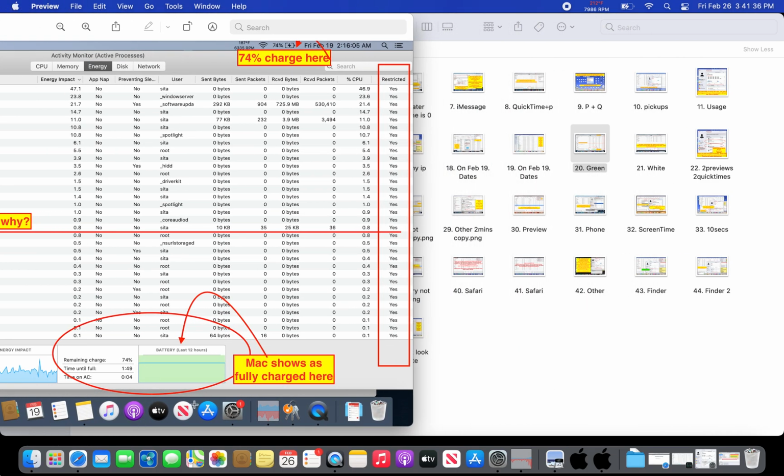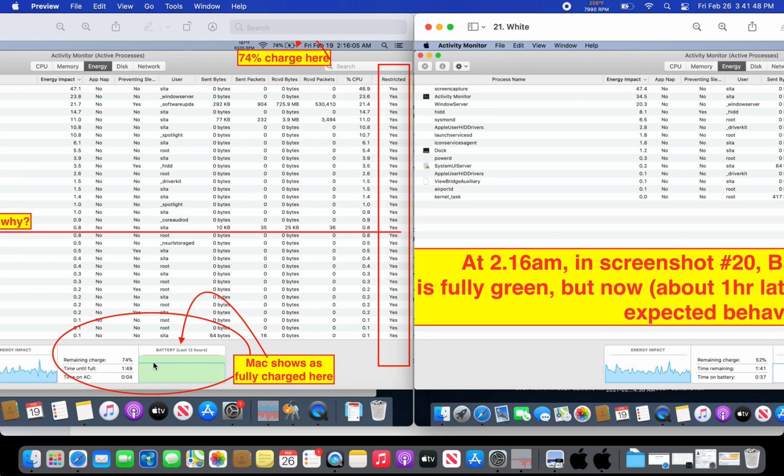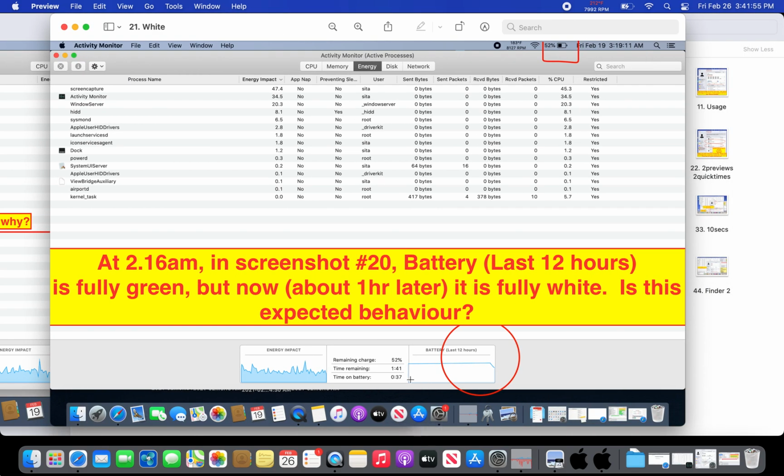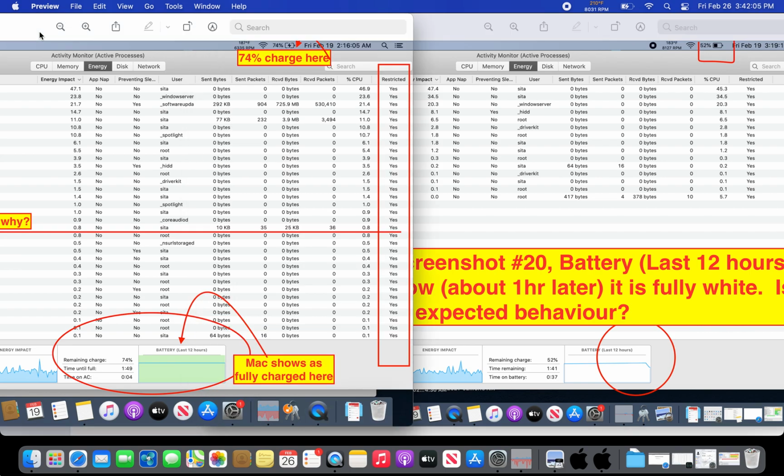Battery lasts 12 hours at 2:16 a.m. That's the same day. That's when I took it out of the box from sending it to you guys. Battery lasts 12 hours. Fully green means fully charged. That's at 2 o'clock. Nearly 1 hour later, it's fully white. I think I talked to you about this one. Why? I can just give you what I speculate, but I can't answer for certain. That's fine. Thank you for that. Why do you think? Do you want to speculate or should we move on?